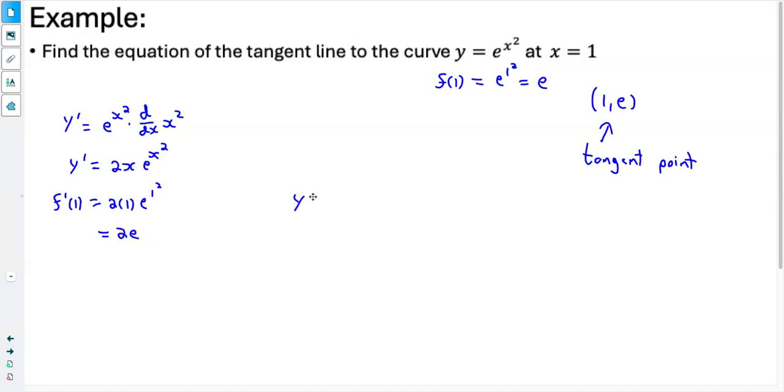So now we can use our y minus y1 equals m times x minus x1 and fill in our values. So we've got y minus our y1, which is e, equals our slope of 2e times x minus 1.